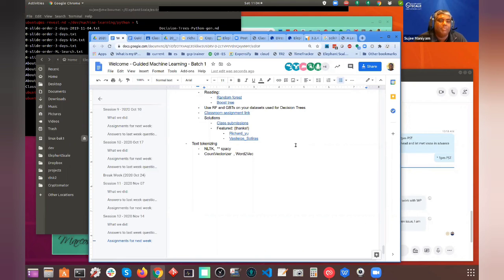Because you can imagine when you break it into words, each word becomes its own vector, right? Exactly. So you have a very sparse column, and your number of dimensions is going to go up. That's why these are good: count vectorizer, word2vec. They will encode them in a very compact format. So it's okay to just go with this.